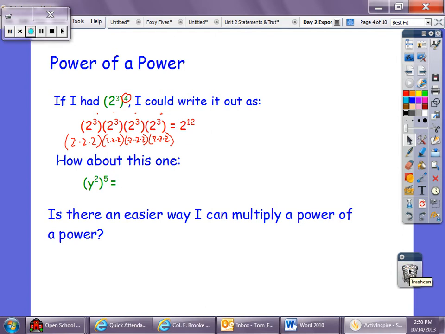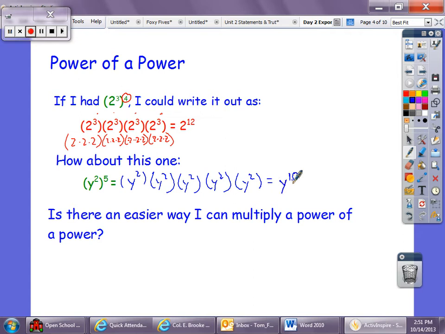The next one, we have y to the second to the fifth. I need to have y to the second 5 times, so I can write this out 5 times: y to the second, y to the second, y to the second, 5 times. Well, 2 plus 2 plus 2 plus 2 plus 2 will give me y to the 10th.